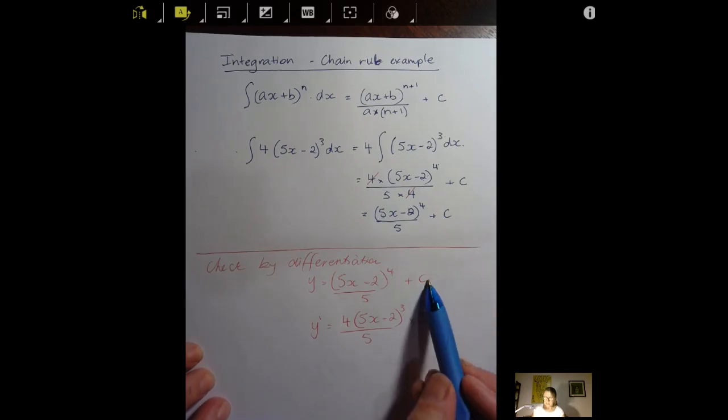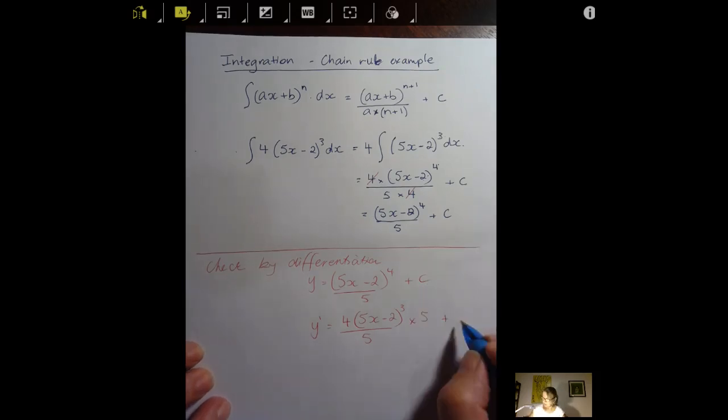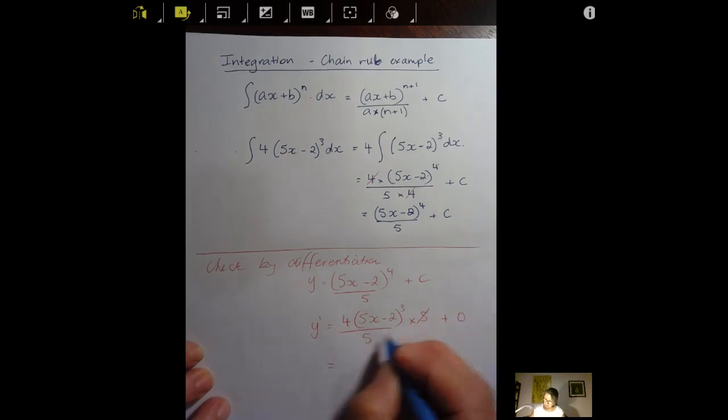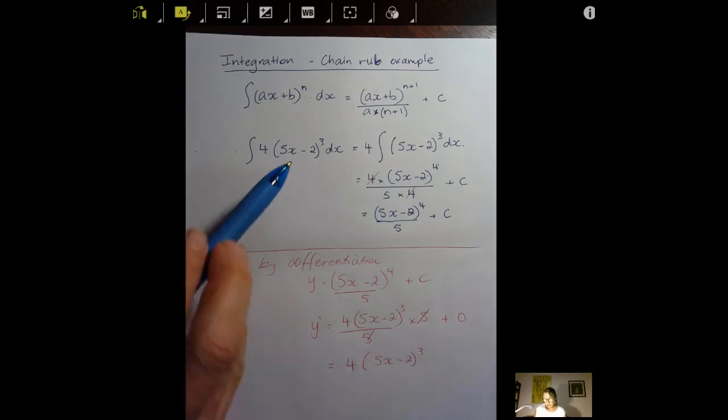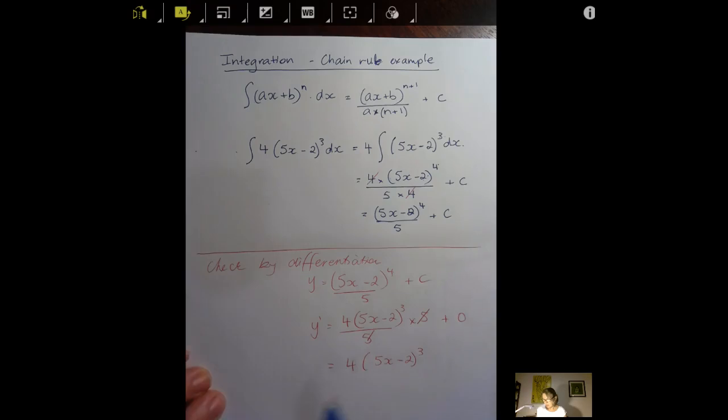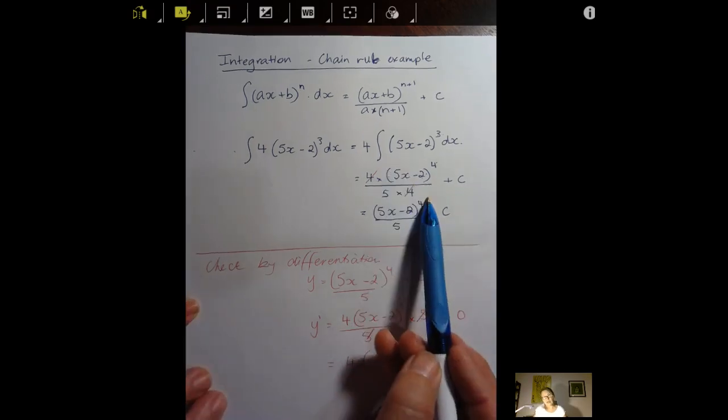And the derivative of c, remember c is just a constant, it's just a number, so that's going to be 0. And I get left with 5x minus 2 to the power of 3, which is my original function. So I just did a quick check to see whether I had integrated this correctly.